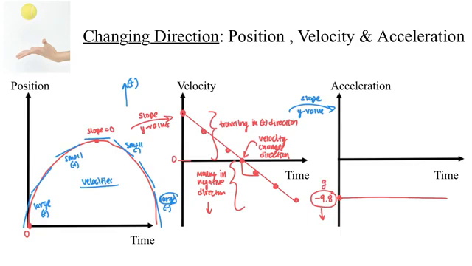So there we go. We have the most complex situation we could have, an object slowing down, changing directions, and then speeding back up on its way down.